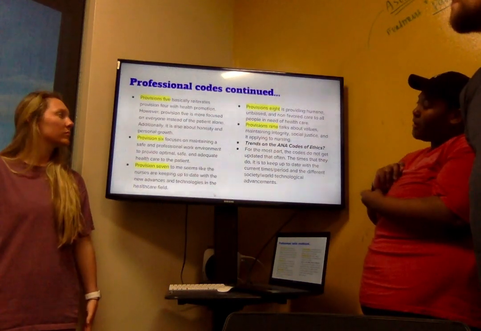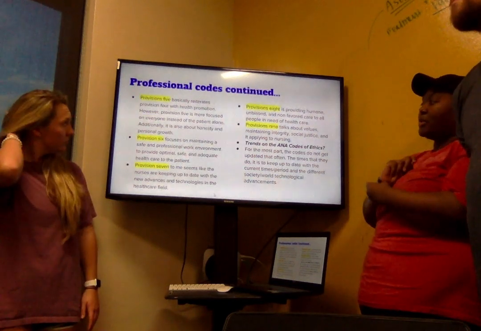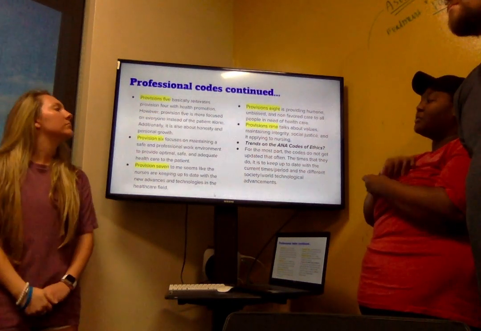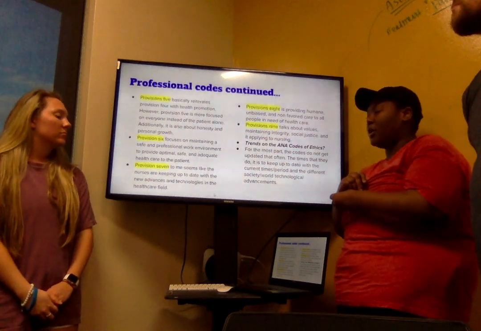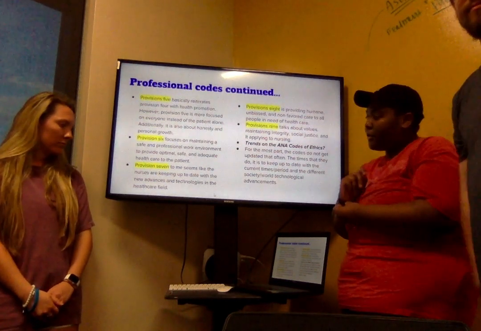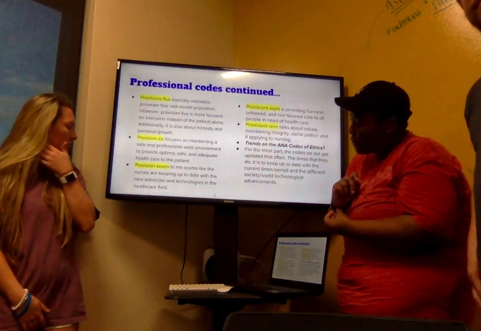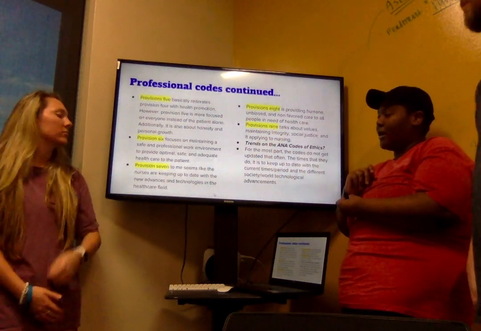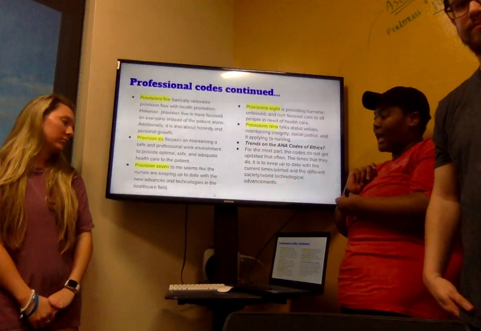Provision 5 basically reiterates Provision 4 with health promotion. However, Provision 5 is more focused on everyone instead of the patient alone. Additionally, it is also about honesty and professional growth. Provision 6 focuses on maintaining a safe and professional work environment to provide optimal, safe, and adequate health care to the patient.